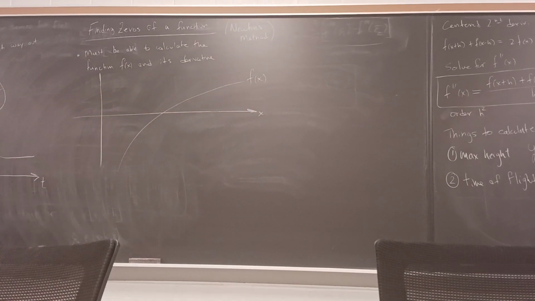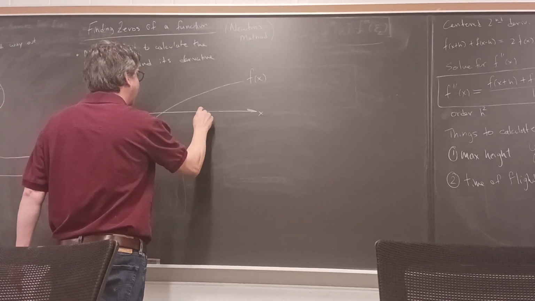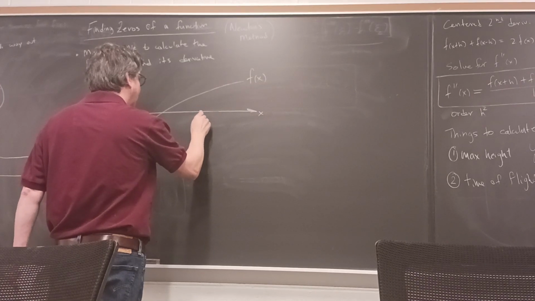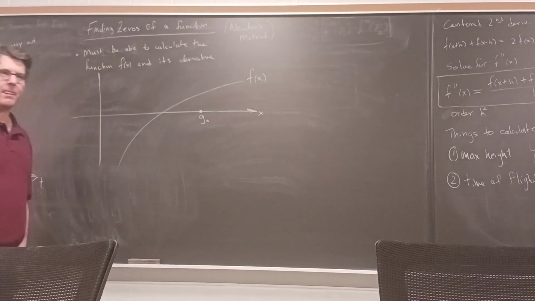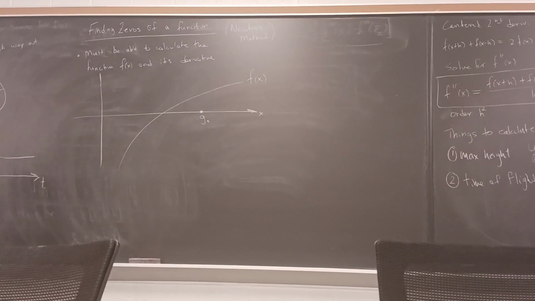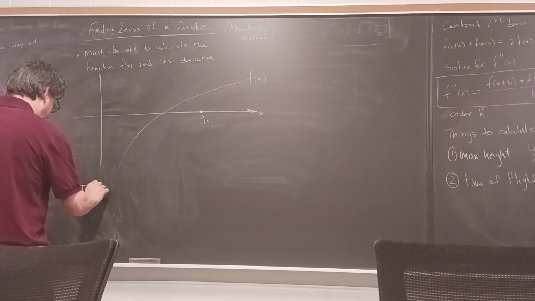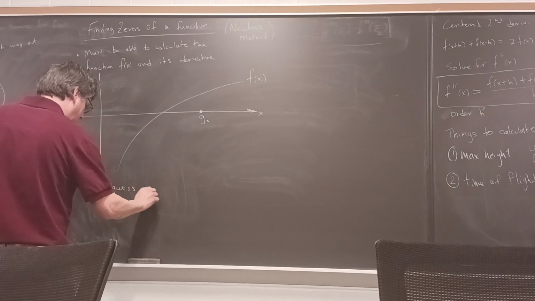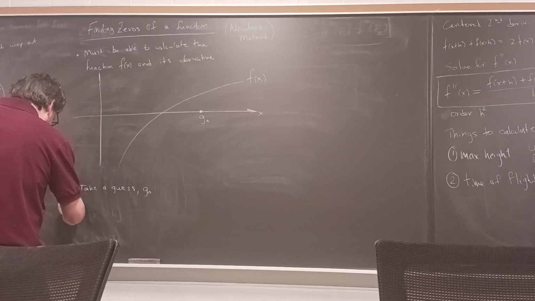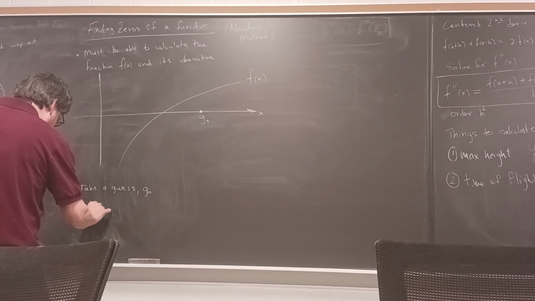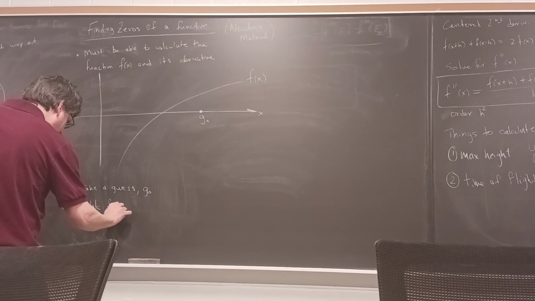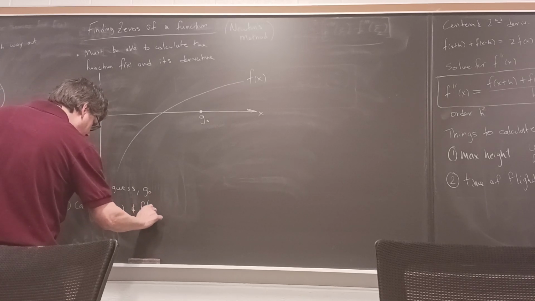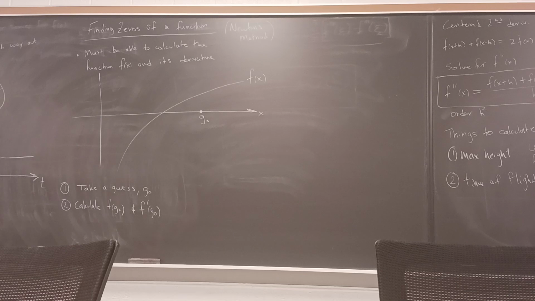It's really simple. The first thing you do if you want to try to find a zero for a function is take a guess. We can call this G0. So take a guess, G0. Then you calculate the function. You want to calculate f and f prime at the guess.